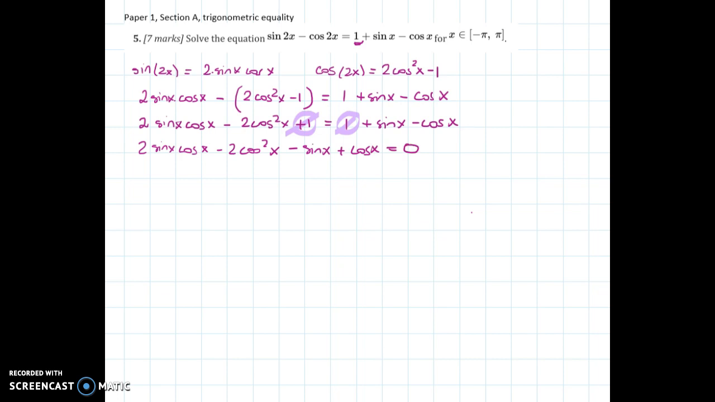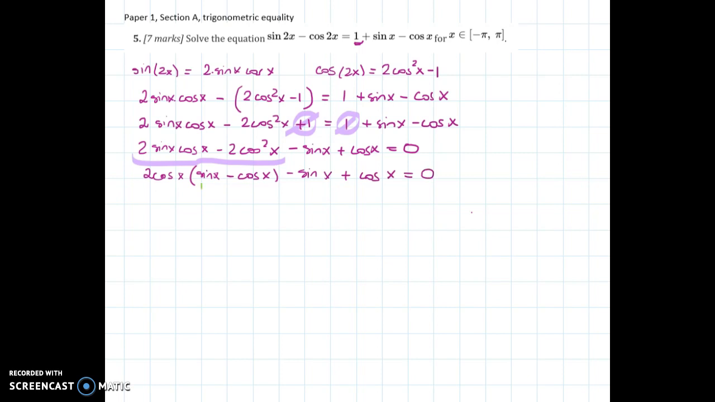You may notice that there is a common factor cosine of x and common factor 2 between the first two terms, so I'm going to factorize that. 2 times cosine of x times sine of x minus cosine of x. This goes for the first two terms we have here. And then minus sine of x plus cosine of x is equal to 0.